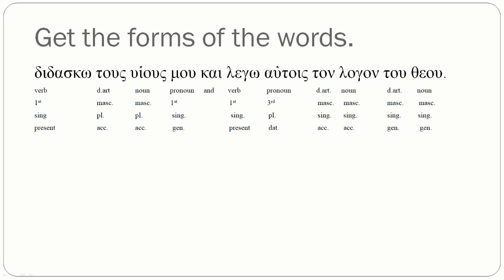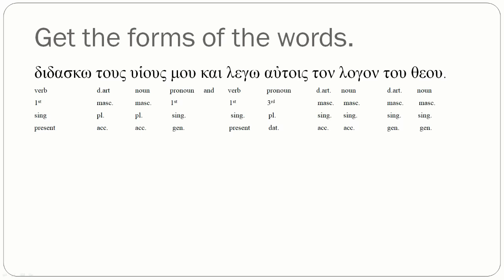All right. Didasko is a verb. The ending there is first person singular. It is an unchanged stem, which gives you a present tense. Tous huius are together. Tous, definite article, huius, the noun. Both of these are masculine, plural, accusative. Next word is a pronoun, mu. Notice this is the unemphatic form. The emphatic form would be emu. Without the epsilon at the beginning, it becomes the unemphasized form. It's a first-person pronoun. And the ending there is a genitive singular.